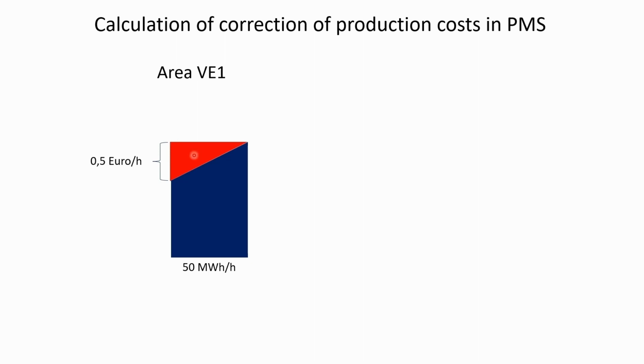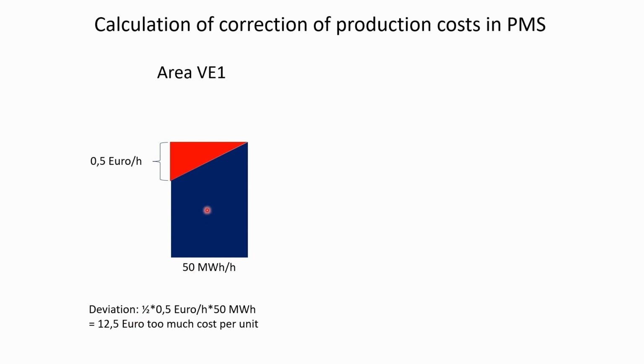When we're going to make a correction for this overrating, we can do that by this formula here, where we say that 1/2 multiplied with 0.5 euros per megawatt hour multiplied with 50 megawatt hours is equal to 12.5 euros. This here is what we overrate the production cost for each power plant that is in operation.